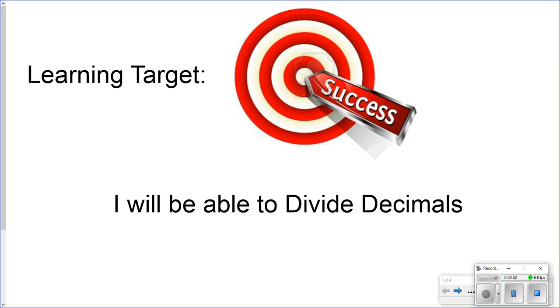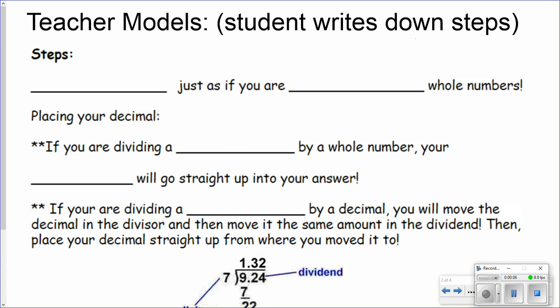Our learning target today: I will be able to divide decimals. Here are our steps. First, we're going to divide just as if we are dividing whole numbers.